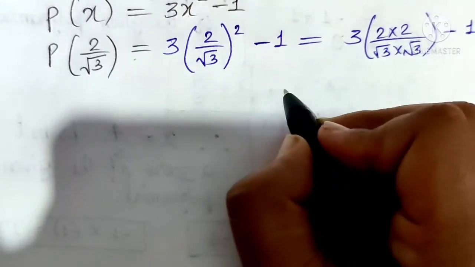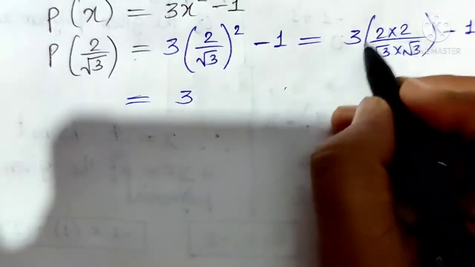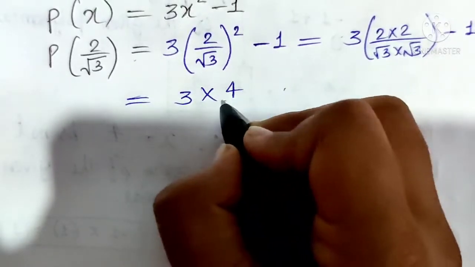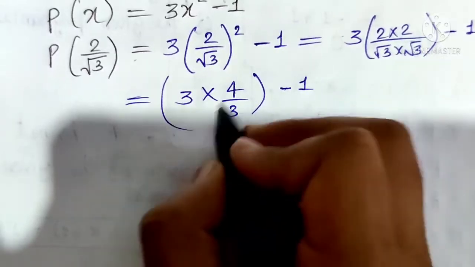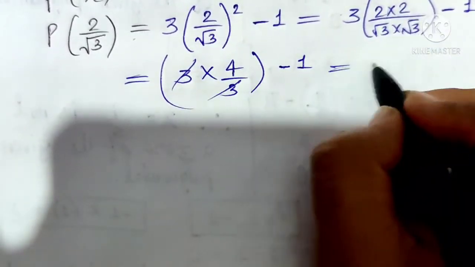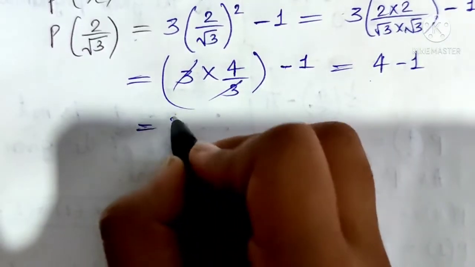Okay, now this value will come: 3 will remain 3 here, multiplied by 2 times 2 is 4. So 2 into 2 is 4, root 3 into root 3 is 3. Okay, minus 1. Again from 3 we can cut 3. So what is left? 4 minus 1. Now tell me what value of 4 minus 1 will come. That value will come 3.